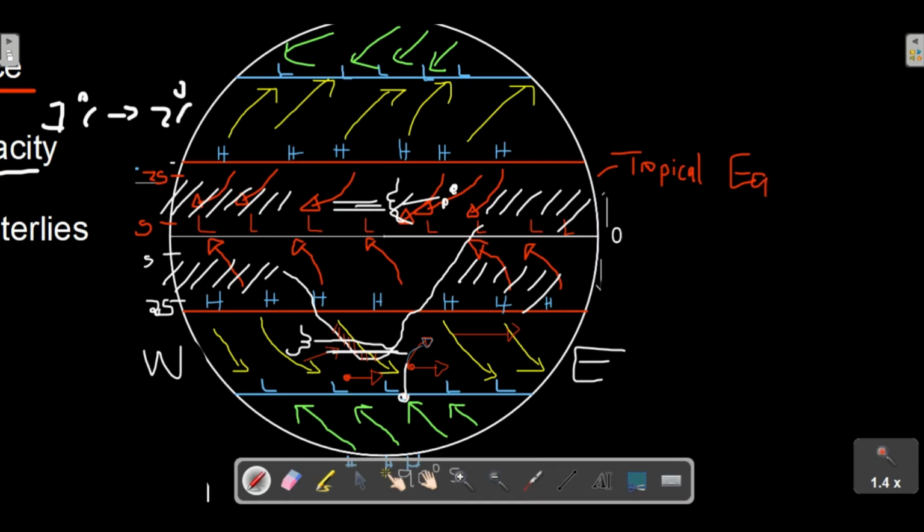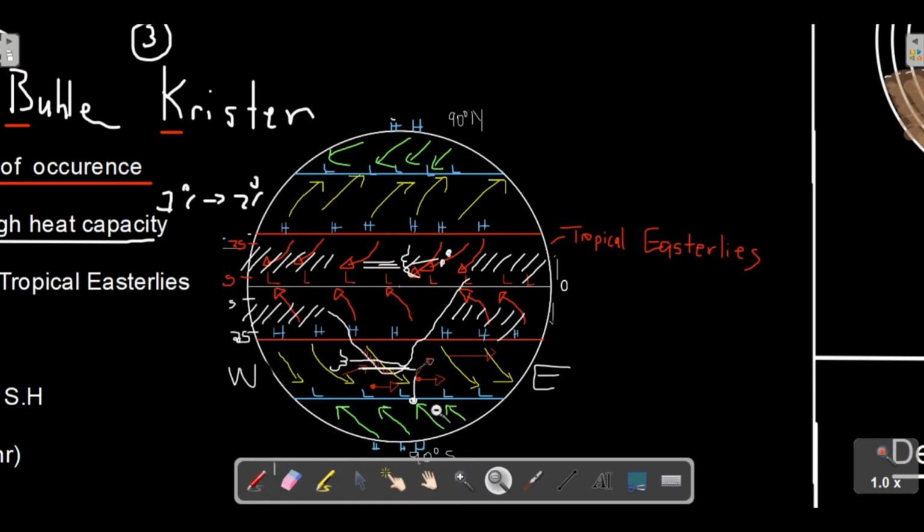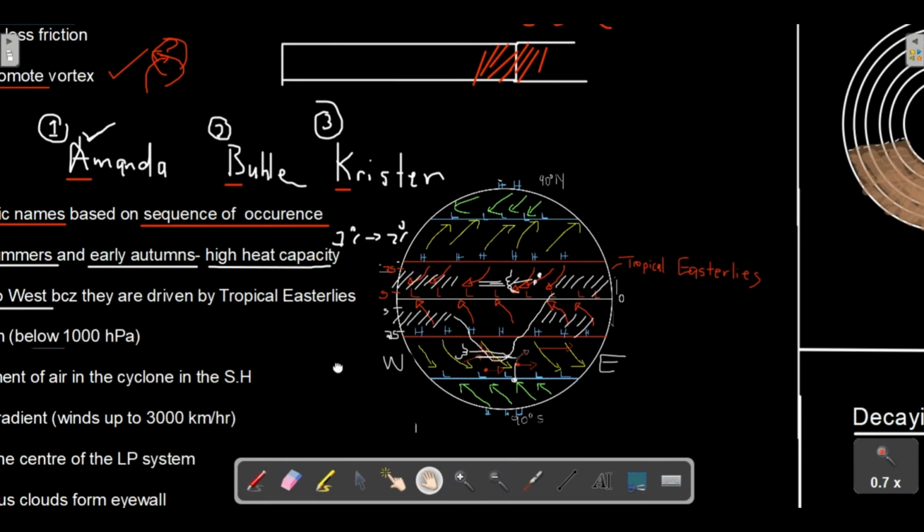Don't try to explain a lot, guys. Just say that it moves from east to west because it is driven by tropical easterlies. For mid-latitude cyclones, it moves from west to east because it is driven by subtropical westerlies. That's it. You've explained it. Nothing more to explain.